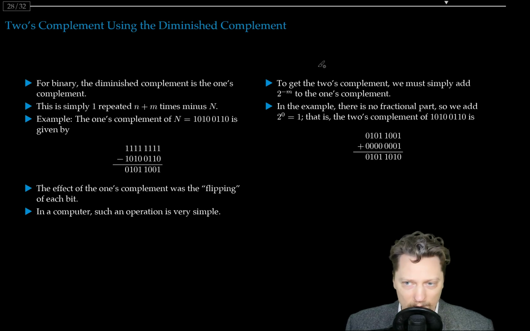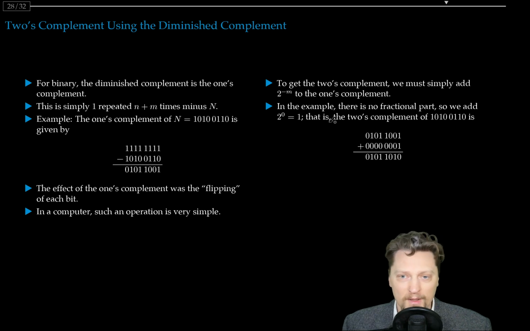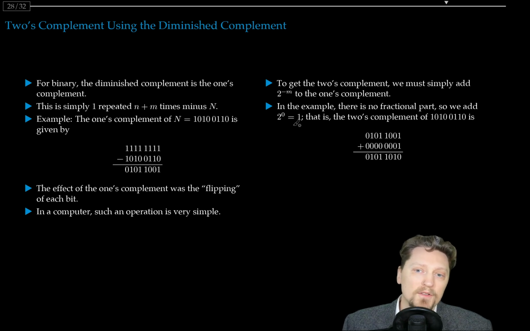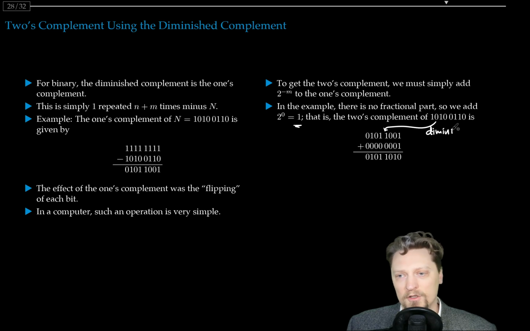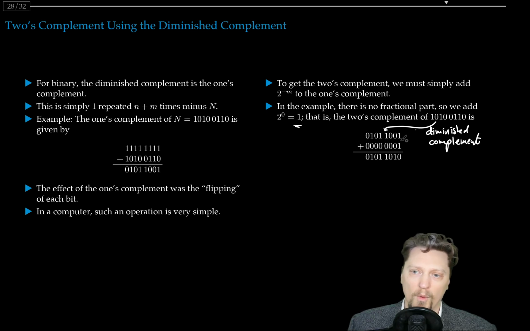To get the 2's complement, we must simply add 2 to the negative m to the 1's complement. In the example, there is no fractional part, and often in our computations there's no fractional part. They're integers. So we add 2 to the 0, which is 1. Okay, that is the 2's complement of 10100110. So we flipped the bits here, so this was the diminished complement, the 1's complement. We flipped all the bits, and then we added 1.